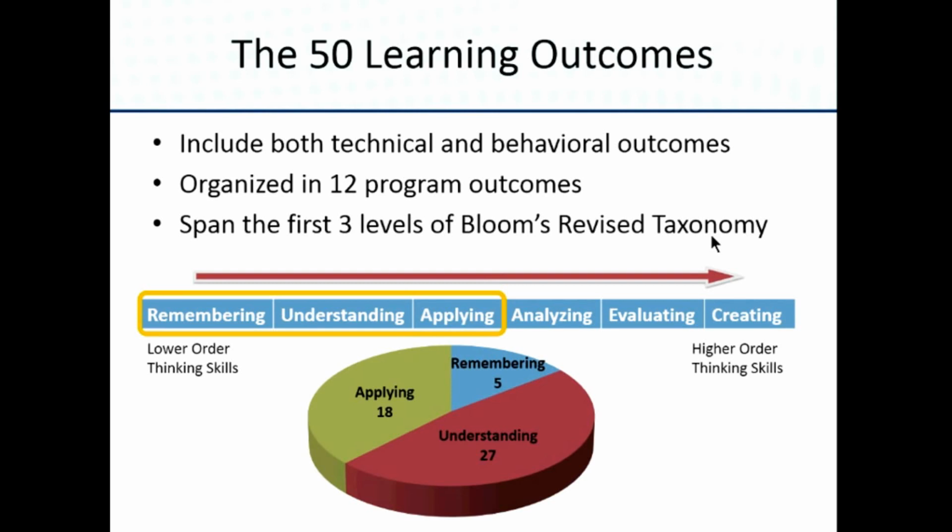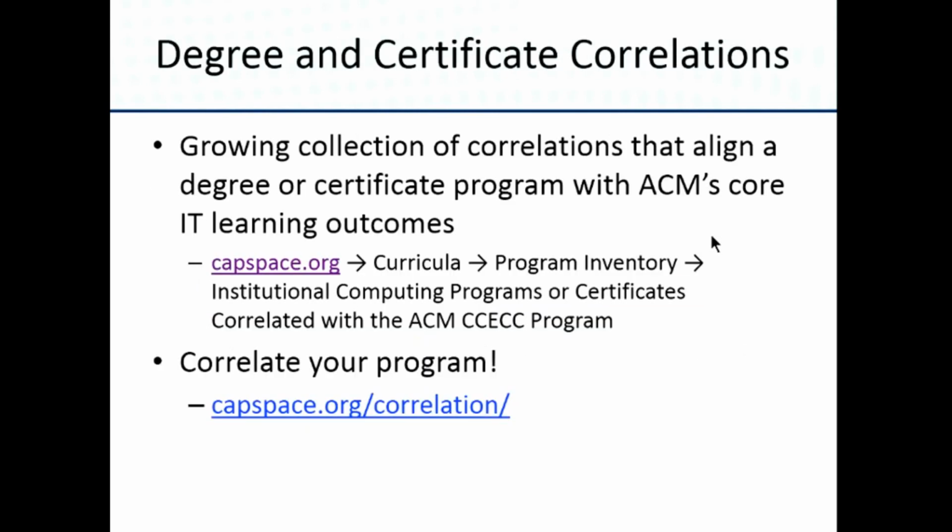All right, well, feel free to keep looking over that, and if you have any thoughts, bring them up. I also want to talk about the degree and certificate correlations. We have a growing collection of degree and certificate correlations that align with these ACM outcomes, and you can access those on our webpage. I'll do that right now. So capspace.org, if you go to curricula, then program inventory, and then institutional computing programs or certificates correlated with an ACM CCECC program.